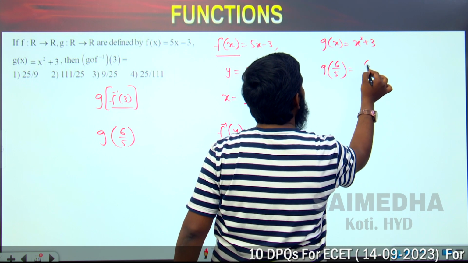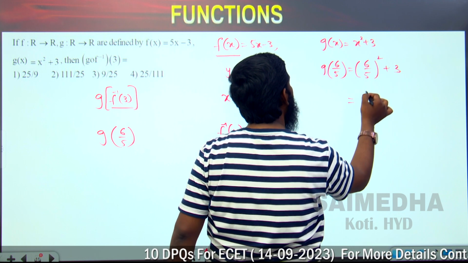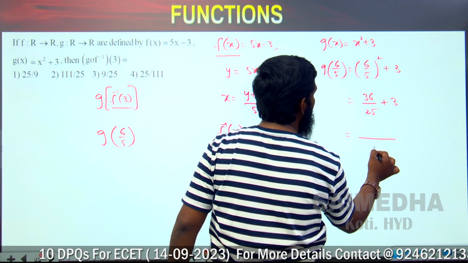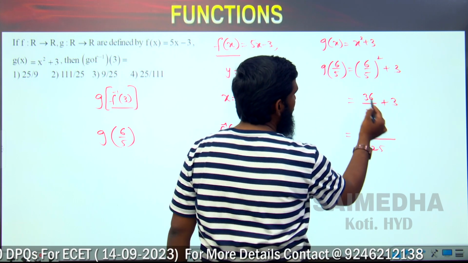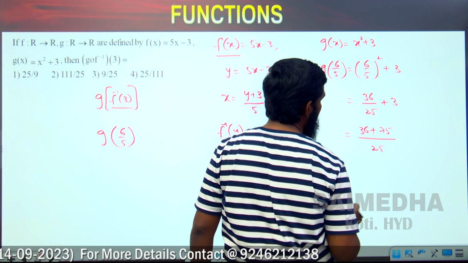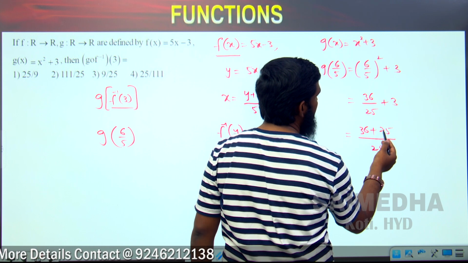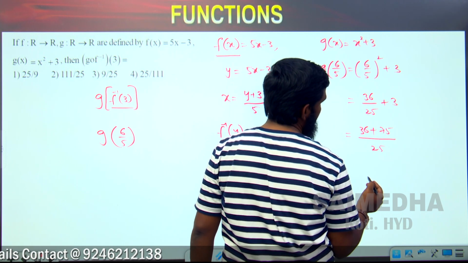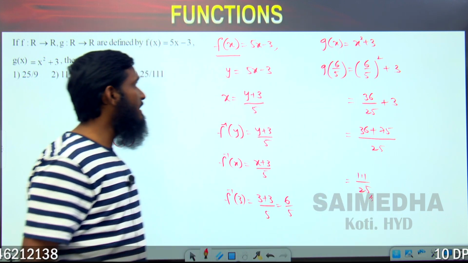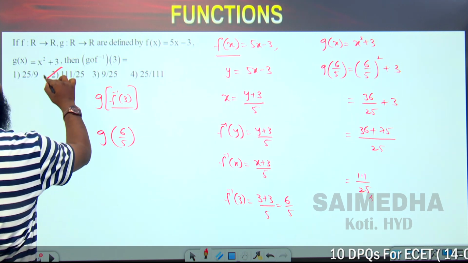Which is equal to 6 by 5 whole square plus 3, which is equal to 6 square becomes 36 divided by 25 plus 3. This part becomes 25, and 36 plus this part becomes 75. Now 75 plus 36 means 111 by 25. So we are getting the answer as 111 by 25. 111 by 25 means the second option is correct.